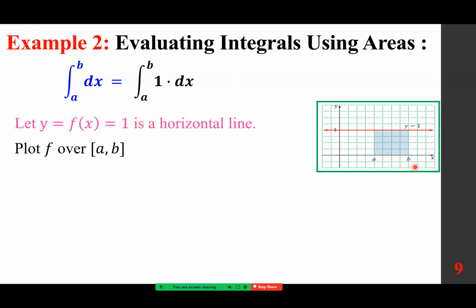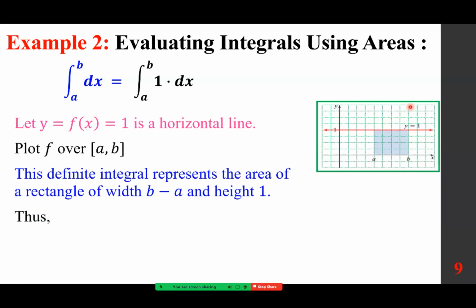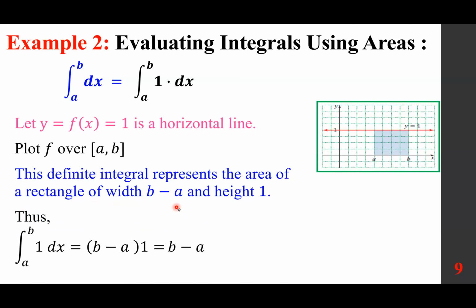So what do you want? The area of a rectangle. You have a formula for that. You can say the width times the height. The width would be b minus a, and the height is 1. This definite integral represents the area of a rectangle with a width of b minus a and a height of 1. Therefore, their product is the answer. And we are done. This is evaluating it as the area.